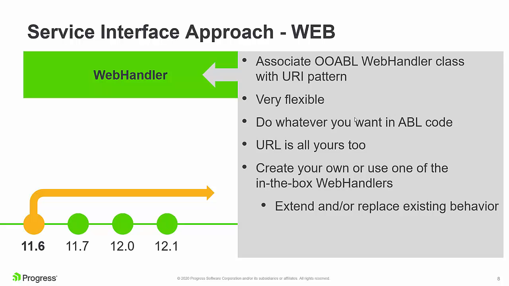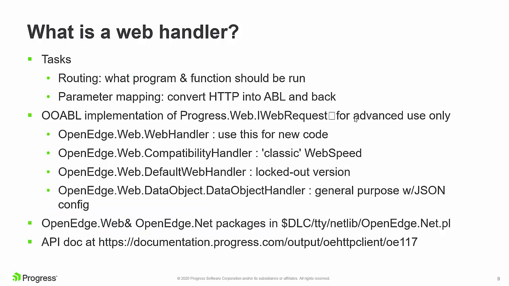We do offer some web handlers out of the box, like the default handler, the compatibility handler for classic WebSpeed applications, and the data object handler. You can either use one of those, extend or replace them, and/or roll your own from scratch to get exactly the behavior you need. So what does a web handler need to do? There are some tasks, like routing. So it's up to the web handler to decide what program and function should be run. Next to that, there's obviously the parameter mapping. So we want to convert anything coming from the HTTP request into ABL and back.